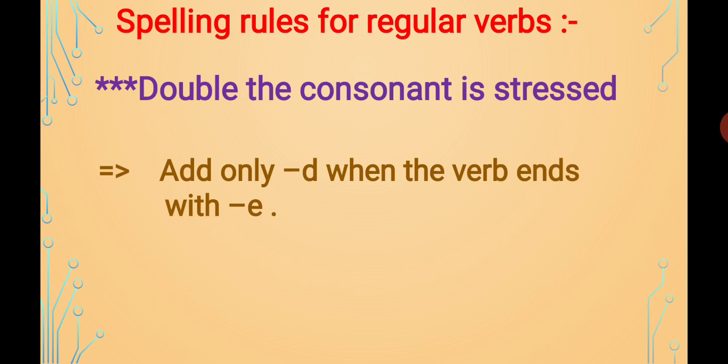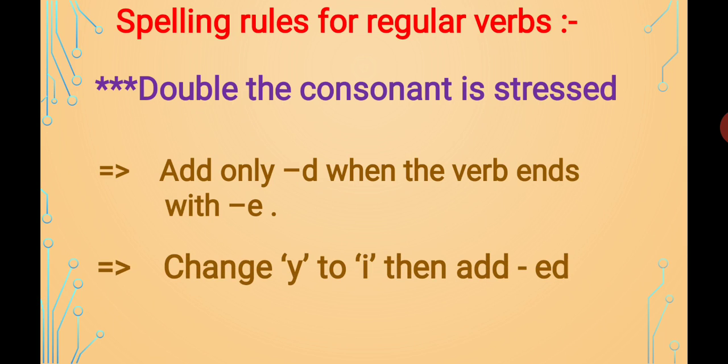The next rule is add only D when the verb ends with E. When the verb ends with E, at that time we write only D to make it in a past form. Then change Y to I and then add ED. Some verbs end with Y. At that time we remove Y and add I in the place of Y and then ED, meaning worry, worried.